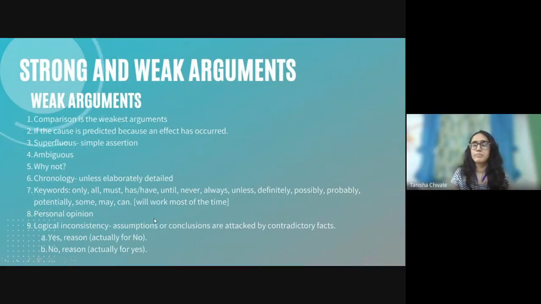Superfluous is something very simple, an assertion, that students should not have student council elections because it will lead to chaos. Very superfluous, very simple assertion. I'm not giving any concrete facts as to why student council elections should not be allowed. Ambiguous. If an argument does not have any clear, specific idea in it, it is ambiguous, therefore a weak argument.